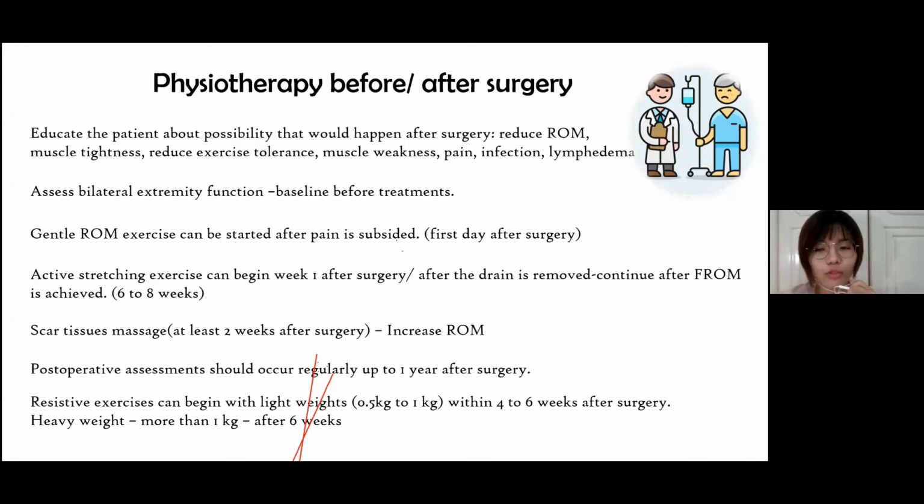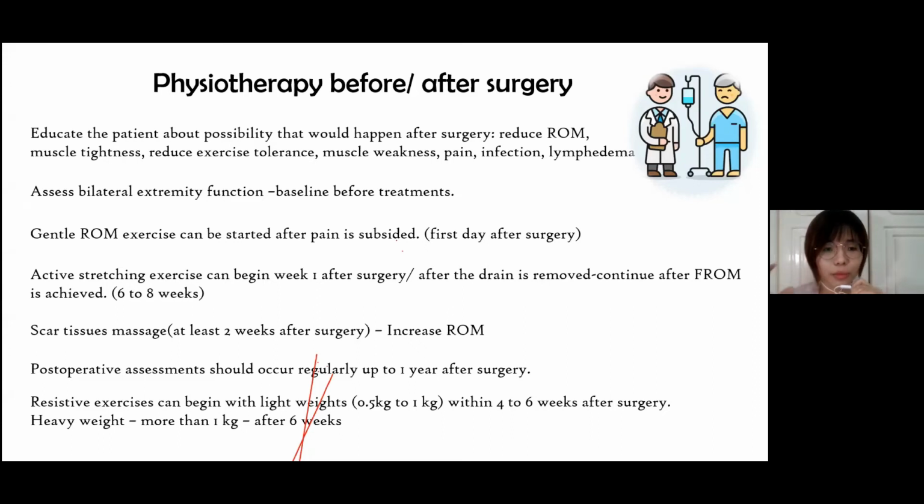If they are going to remove the lymph node, they will have a high percentage of lymphoedema. So we need to assess the bilateral extremity function, both hands and both shoulders. We need to assess so that we have the baseline, we have the record, so that we know the range of motion before the surgery, how much.